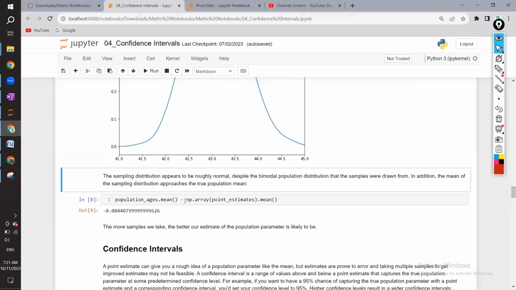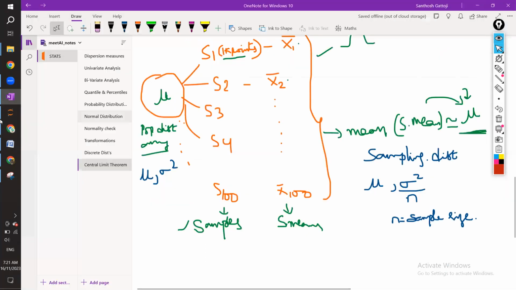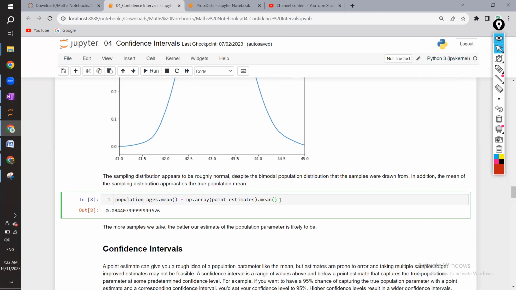Now here also, this is the population mean, and this is the point estimates mean. It is saying the mean of the sampling distribution, that means the point estimates, approaches the true population mean. Approaches means if the difference is 0, they are both almost equal, right? So he is showing the population ages mean minus our point estimates mean. The difference, you see how much it is? Minus 0.08. It is almost equal, right? The difference you are able to see is very much equal to 0. Is this clear?